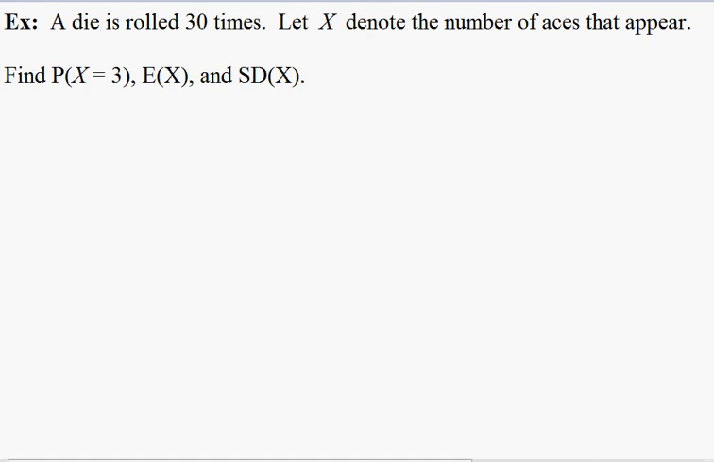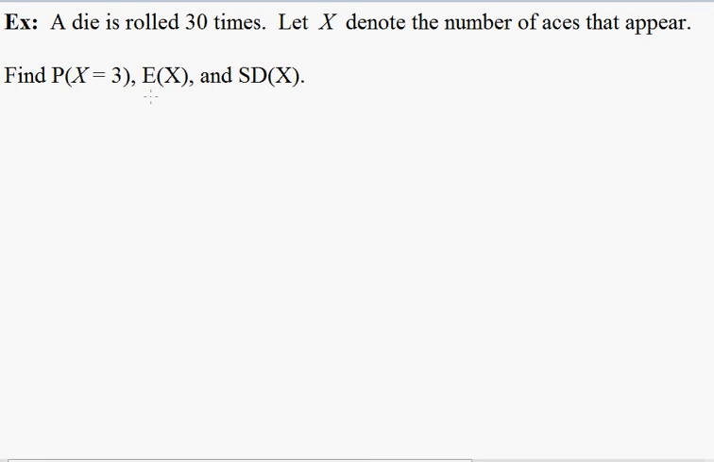Let's now consider this problem. For probability, a die is rolled 30 times. Let x be the number of aces that appear. Find the probability that x is equal to 3, the expected value of x, and the standard deviation of x.